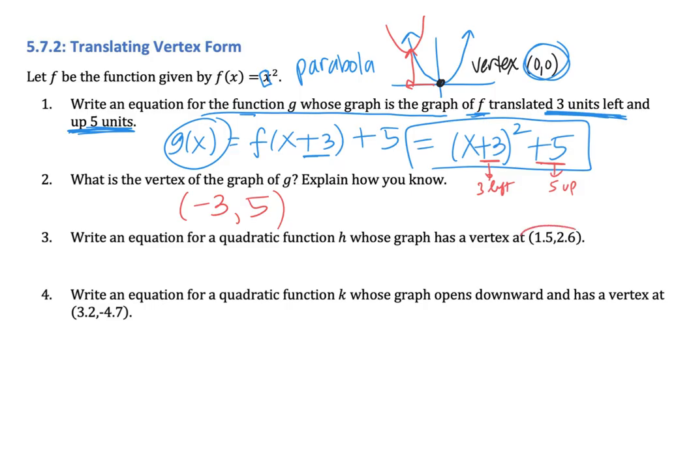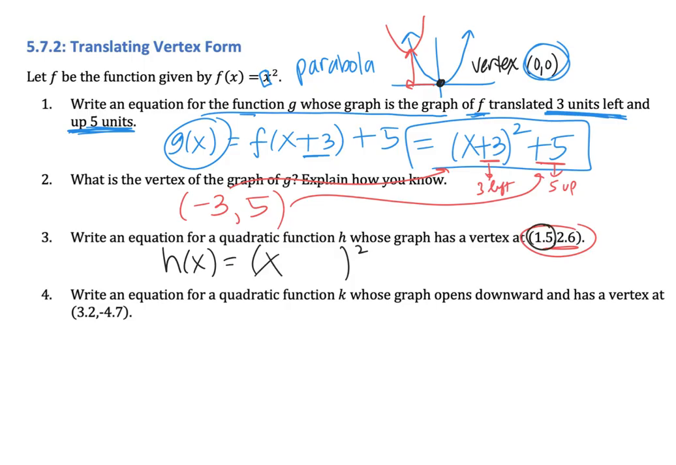Okay, what if we gave you this vertex instead? Well, hopefully you're making a connection between what the vertex is, where those points are, and if this is the ordered pair that's the vertex, can you go backwards? So we have a function h of x. We're going to have some x squared.